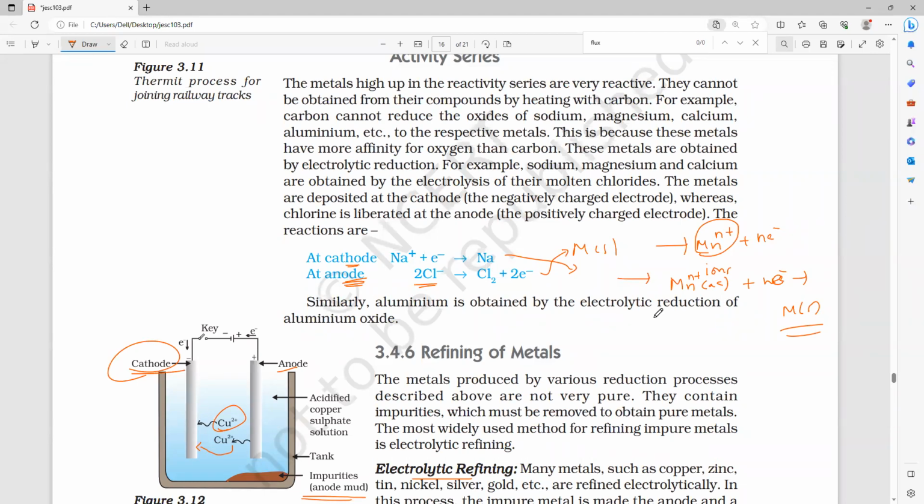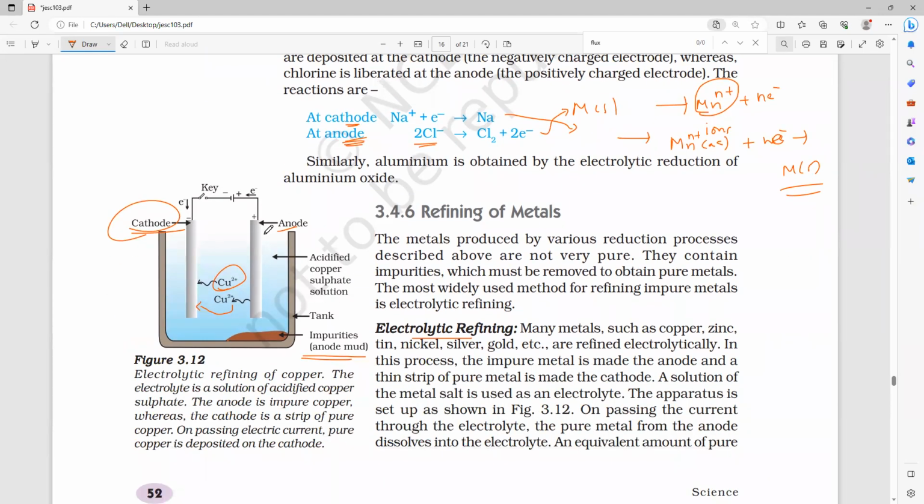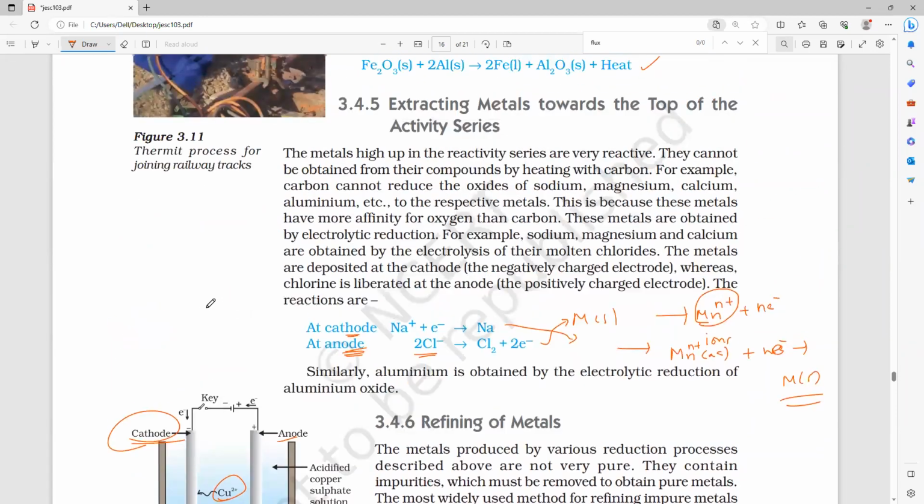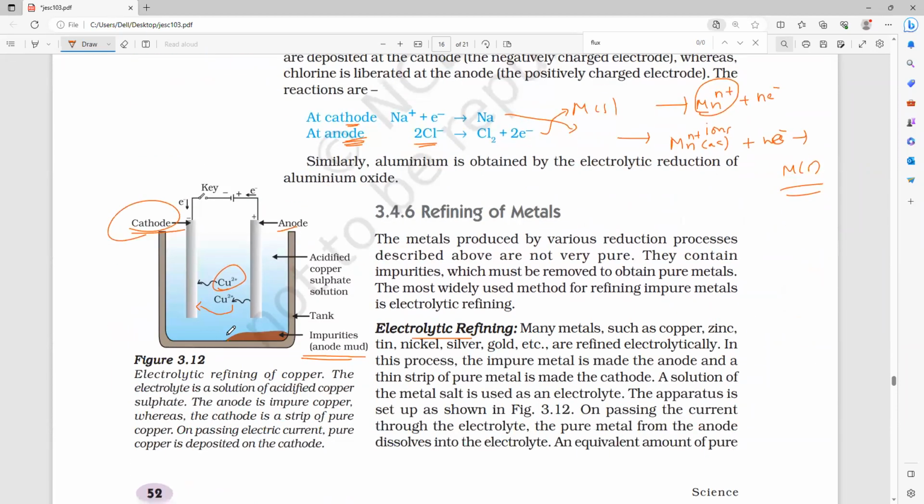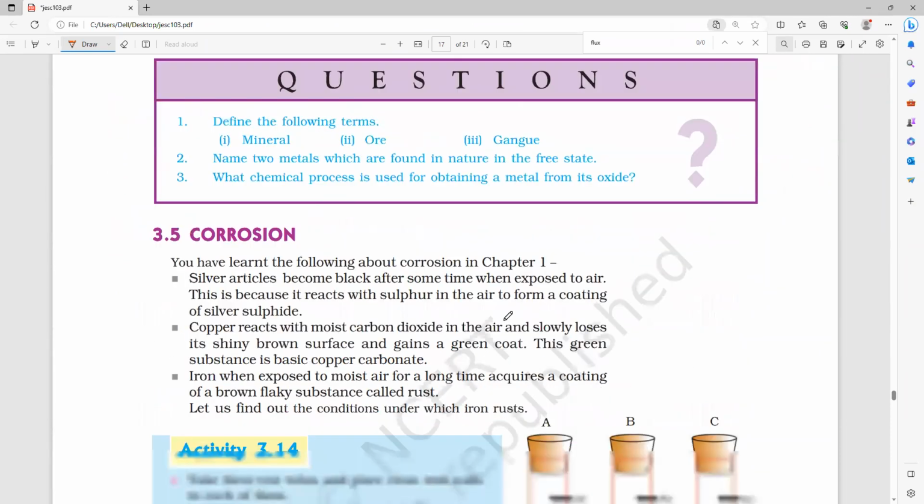Okay, so please learn that. You have to know very clearly what reaction is carried out at the cathode as well as at the anode. Of course, we'll study that. Okay, so from here we'll continue next class.